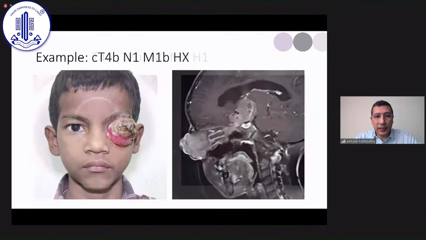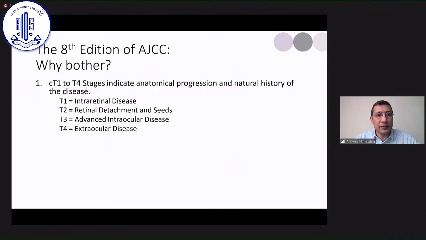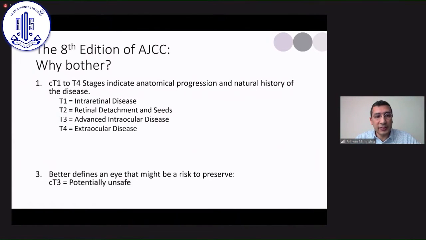I wanted to go through some case examples, but I think in the interest of time, I will run to the summary about why we should really bother. This is the only stage-wise progression system that we know of right now, which follows the natural history of the disease, and it better defines an eye that might be at risk to preserve. Therefore, CT3 we think is potentially unsafe.